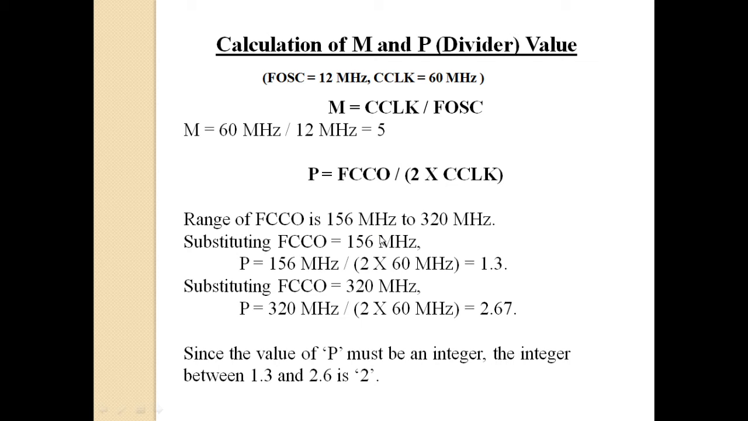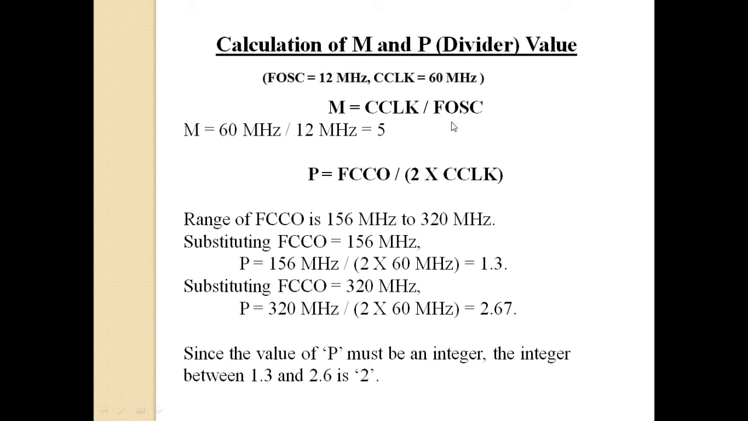So first, what you will do? First you will substitute 156 in this equation. So P equals 156 by 2 into CCLK. The desired clock, CCLK, the core clock, is 60. So you will get 1.3. Similarly, instead of 156, you will substitute FCCO as 320. So 320 by 2 into 60. So you will get 2.67. So what does it mean? Your P should be within 2.67 and 1.3.